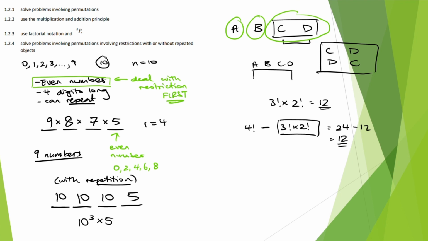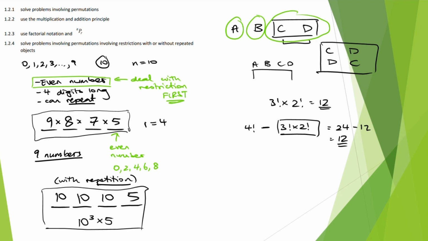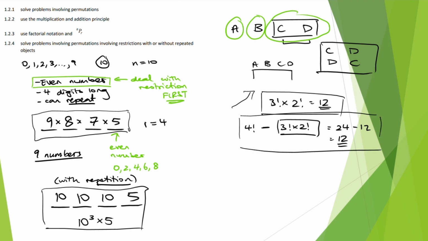All right. So in this case, we've solved some problems involving restrictions with or without repeated objects. This involves without repeated objects. So in this case here, we've shown the number of 4-digit numbers that are even where the digits can't repeat. This shows the number of 4-digit numbers that are even where the numbers can repeat. This represents permutations with grouping. This indicates where two people are sat next to each other. This indicates where two people cannot be sat next to each other.